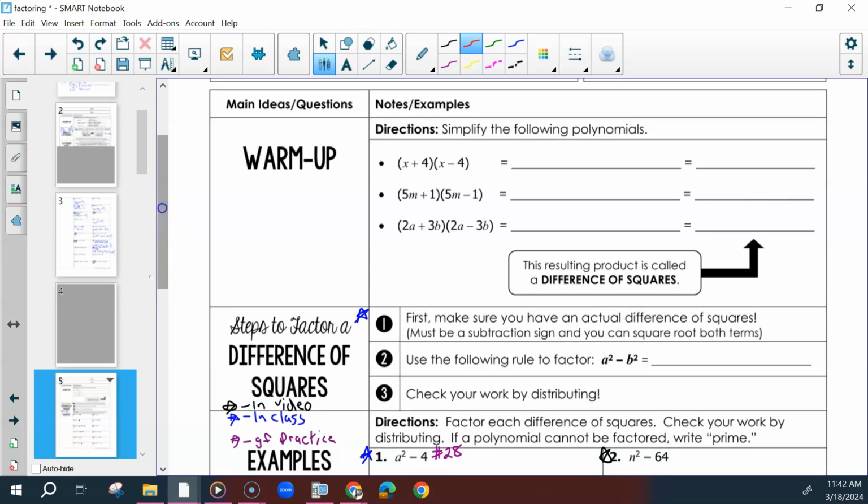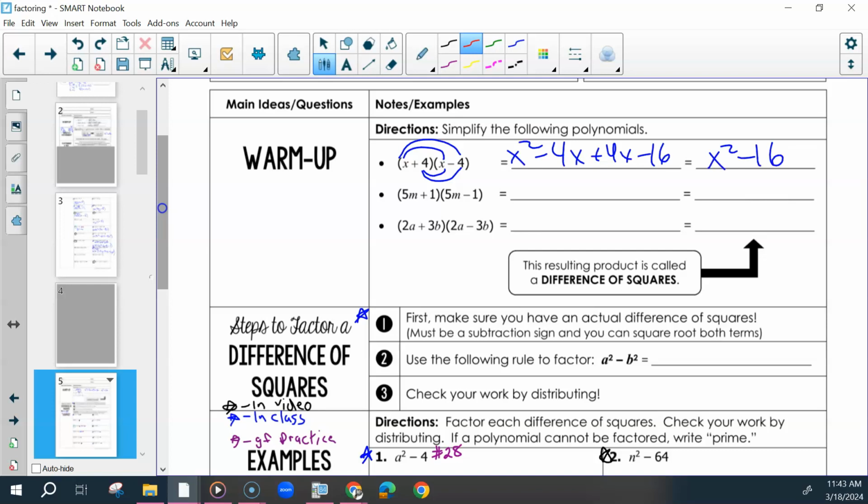So if we were multiplying this, we have a binomial times a binomial, two terms times two terms. So multiply by box method, double distributive, FOIL, any of those. X times x would give us? X squared. X times negative 4. Negative 4x. 4 times x, positive 4x, and then 4 times negative 4, negative 16. If we combine those like terms, what happens? The x's cancel out? Correct. So we get x squared minus 16.